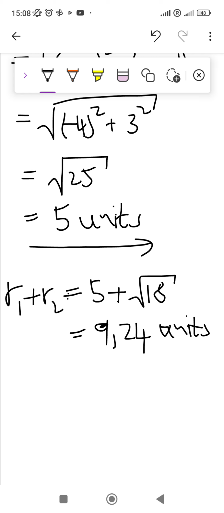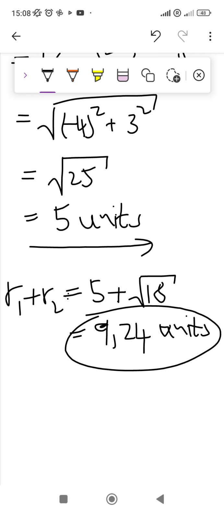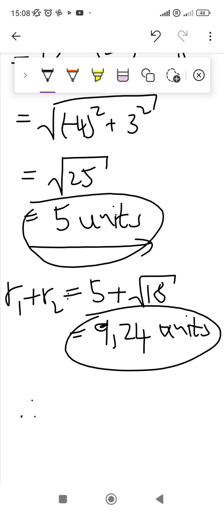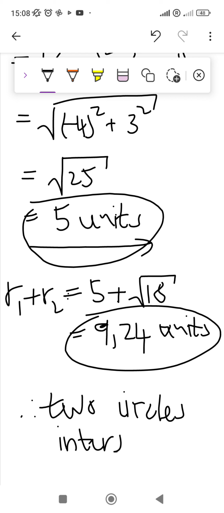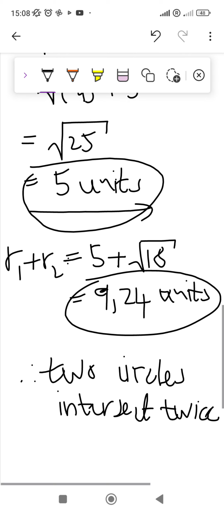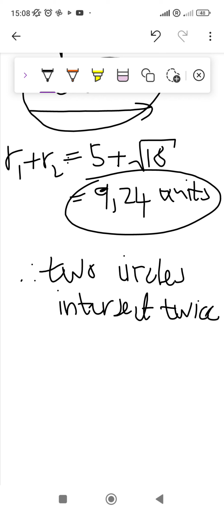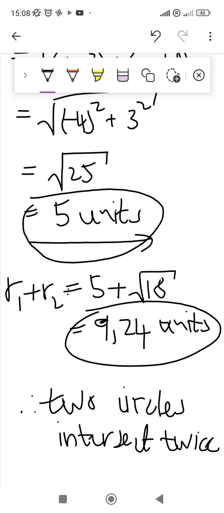Great. So what does this tell me? My sum of my radii is greater than the distance between the two midpoints. So we'll say therefore the two circles intersect twice. Why do they intersect twice? Because the distance between the midpoints, this thing over here, is smaller than the sum of the radii. Great.